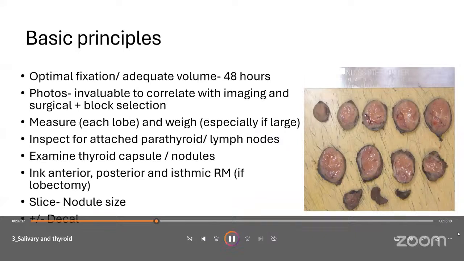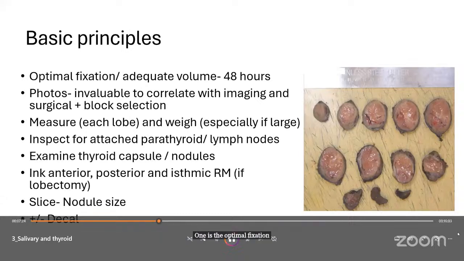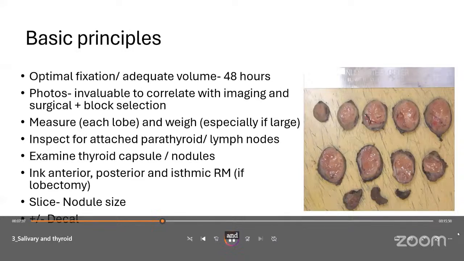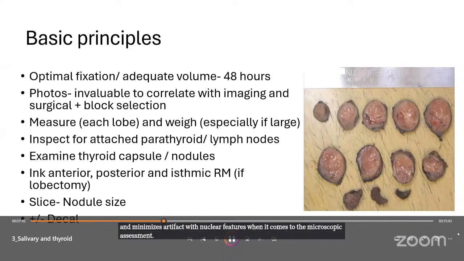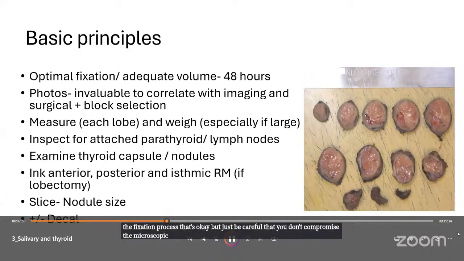There are some basic principles that apply to management of thyroid gland specimens in general. One is that optimal fixation in an adequate volume of formalin is very important. Our local preference is to fix the samples for at least 48 hours. This helps to eliminate any architectural distortion and minimizes artifact with nuclear features when it comes to the microscopic assessment. Some people will slice the thyroid to speed up the fixation process. That's okay, but just be careful that you don't compromise the microscopic assessment further down the line.